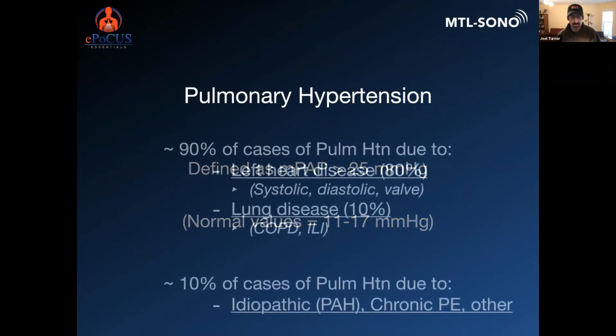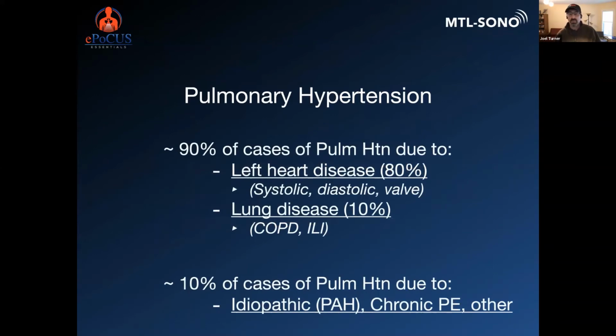In terms of the causes of pulmonary hypertension, those who you see all the time in the emerge, a huge majority, 90% of pulmonary hypertension cases are due to either left heart disease, so systolic function, diastolic dysfunction, or valvulopathy, or lung disease, such as COPD or interstitial lung disease. A very small amount, like 10%, are those idiopathic pulmonary arterial hypertension cases that we often see, and that we're always a little bit hesitant to know how to treat. But the huge majority of patients who will have pulmonary hypertension are due to cardiac and lung causes.